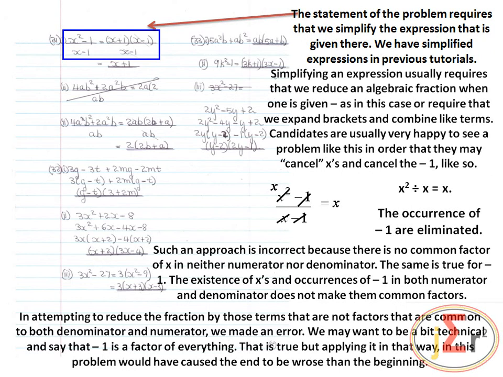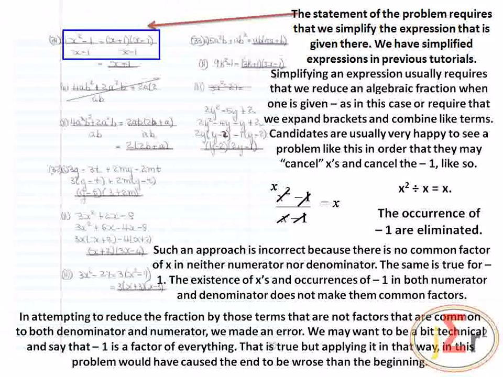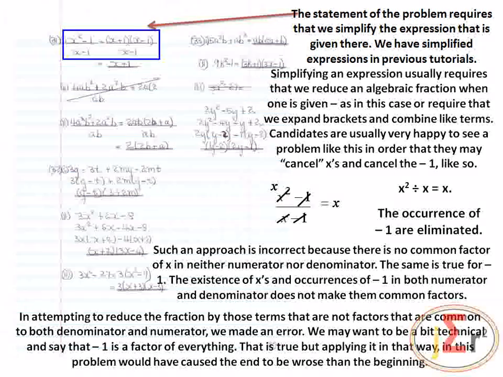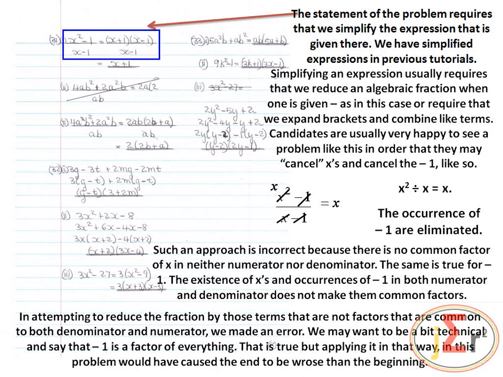If we do that, we will have to change the sign of every single term, and that in itself will cause the problem to be worse than the one that we really have there. So what do we do? We ensure that whenever we are attempting to reduce a fraction, whatever the factor is, be it numeric or algebraic, we have to have the factor common to both numerator and denominator.